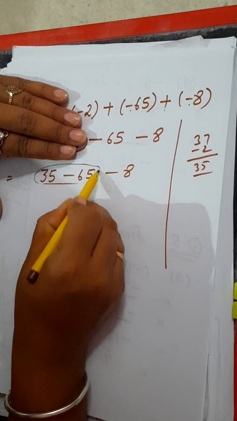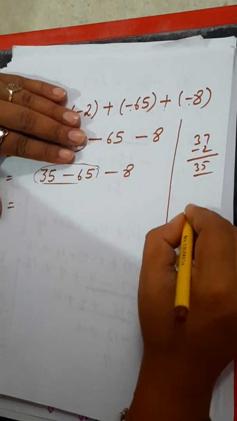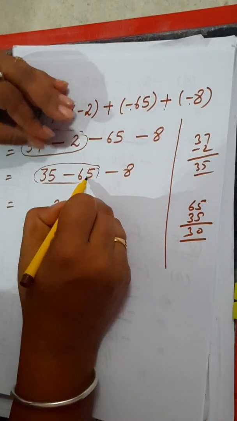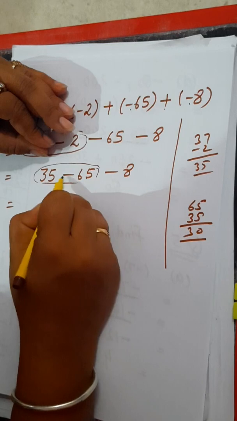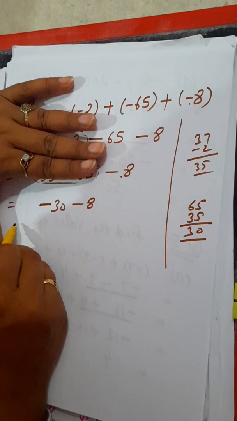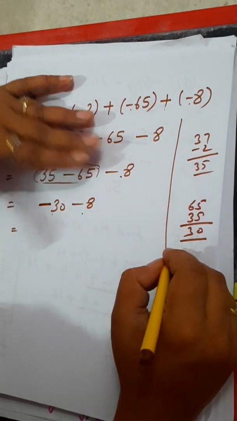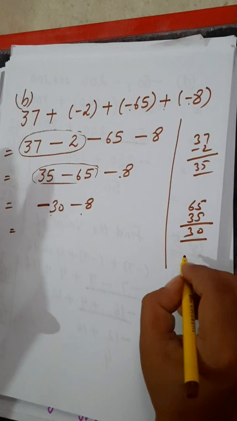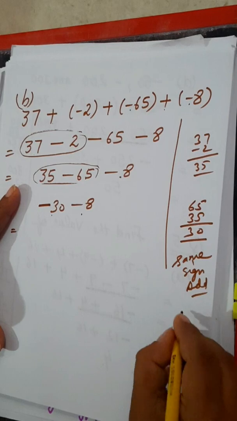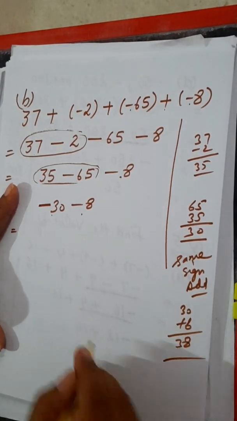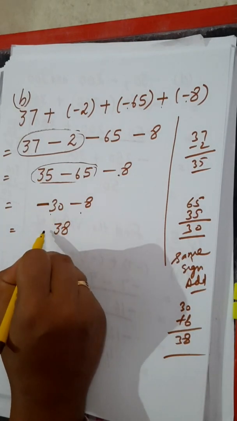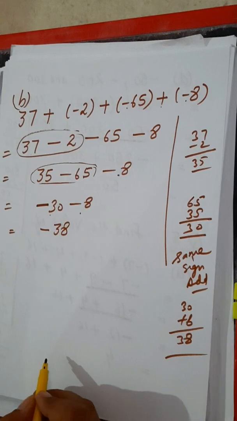Then after that I will solve these two values. 35 minus 65, I will subtract 35 from this, I will get 30. Here 65 has a greater numerical value than 35, which has the negative sign, so I will write minus. Here copy down minus 8 as it is in this step. Now same sign. If we have the same sign, then add. So 30 plus 8, you have 38. So here I will write 38. But 30 has a greater numerical value. This has the negative sign, so I will write negative in front of this.